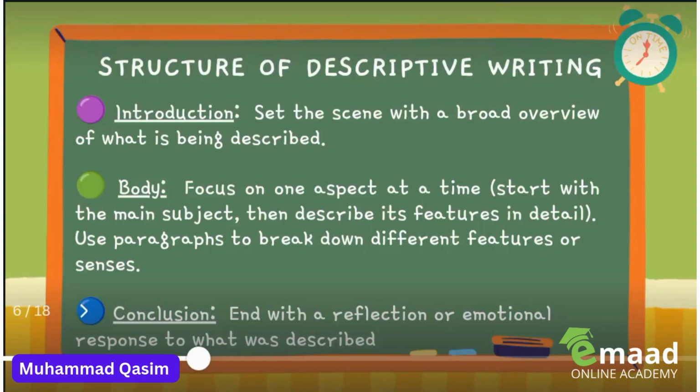So we were talking about descriptive writing. Here is part 2. Let's resume our discussion where we left off in the previous class.